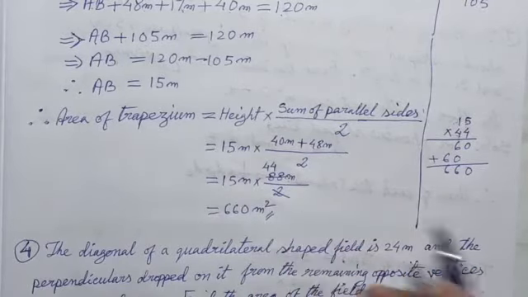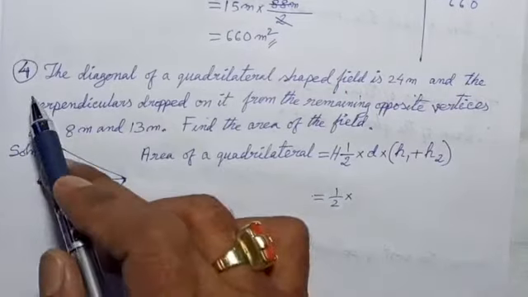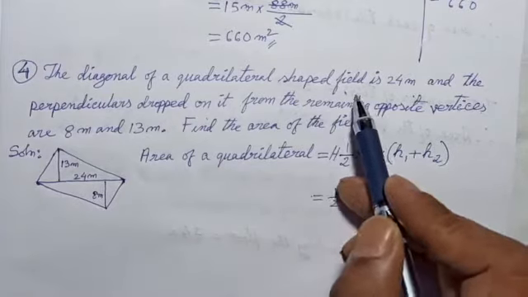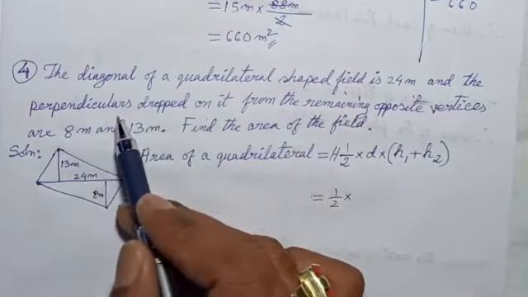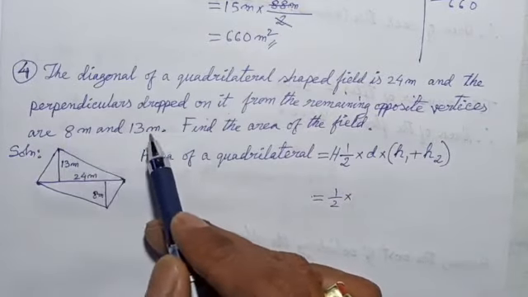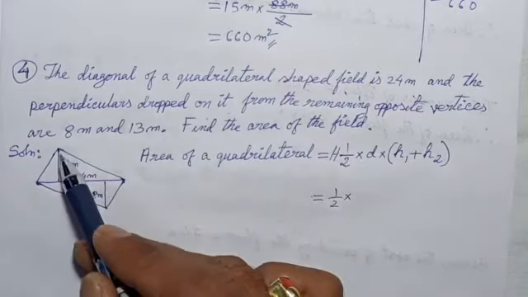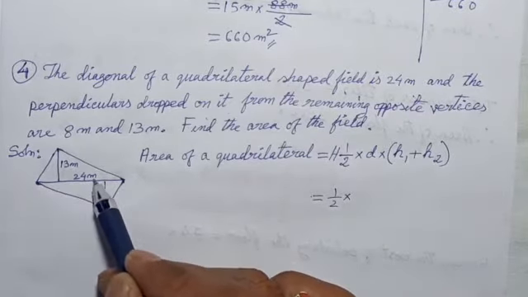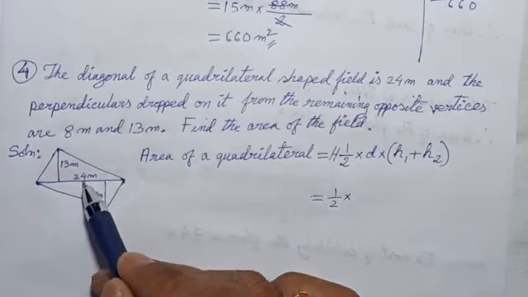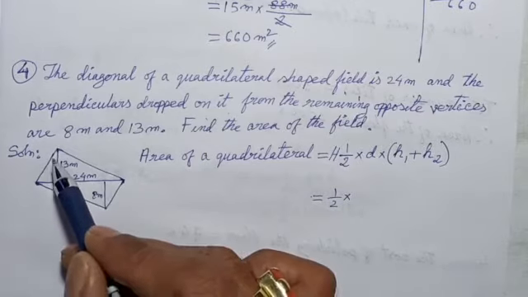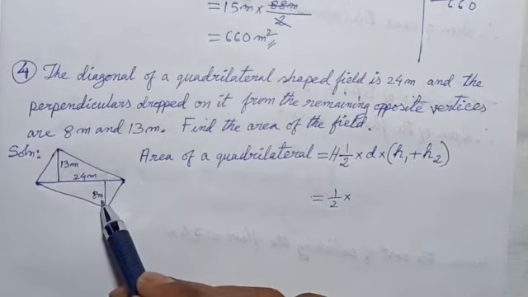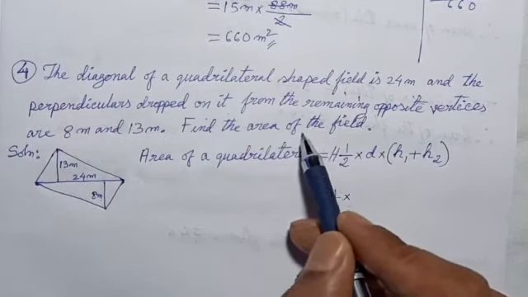Next, let's try this question number 4. Let's study the question. The diagonal of a quadrilateral shaped field is 24 meter, and the perpendicular drops on it from the remaining opposite vertices are 8 meter and 13 meter. Find the area of the field. So this is the diagram, and this is the diagonal. Length is 24 meter. To this diagonal the perpendicular drops are 13 meter, and this also perpendicular 8 meter.